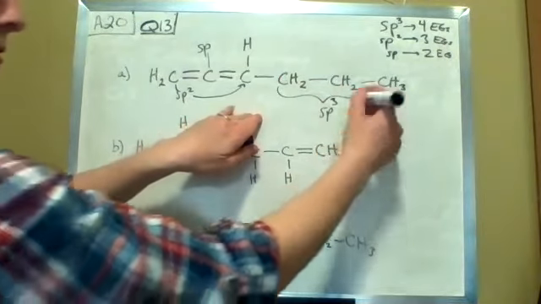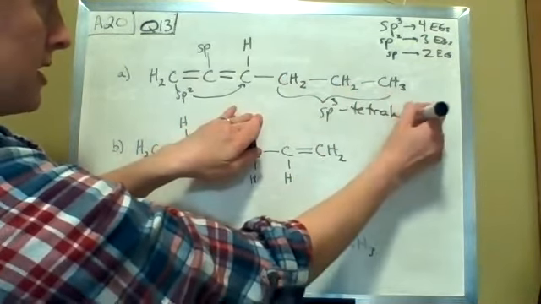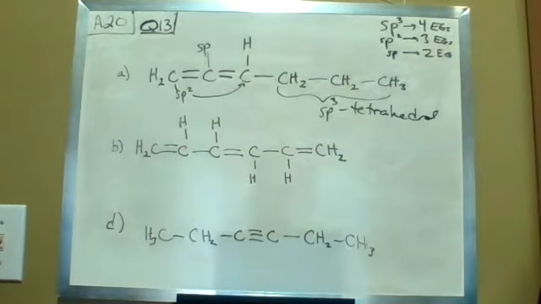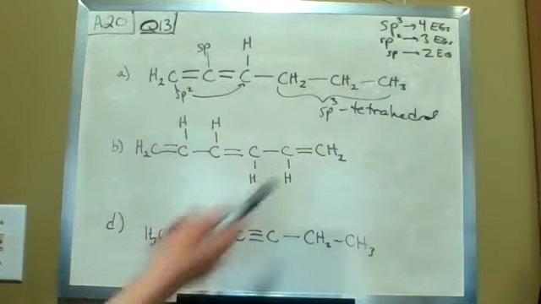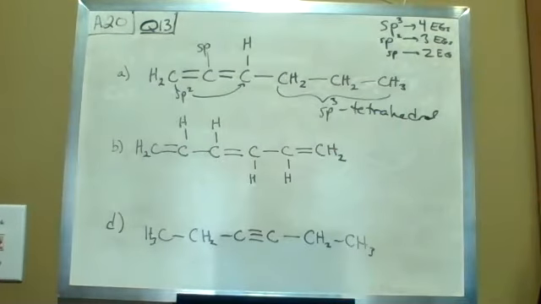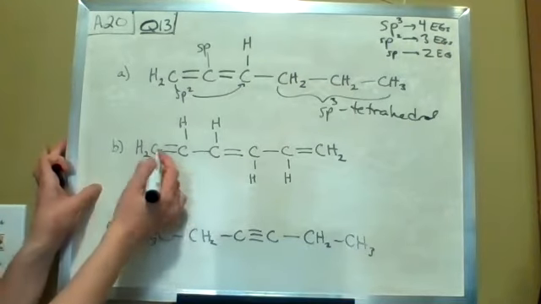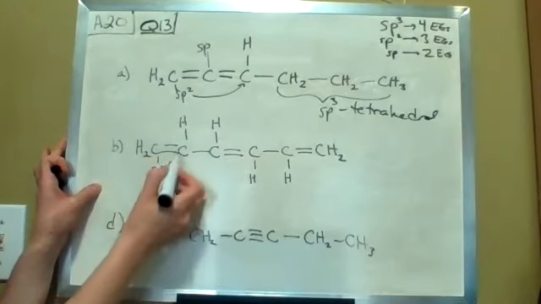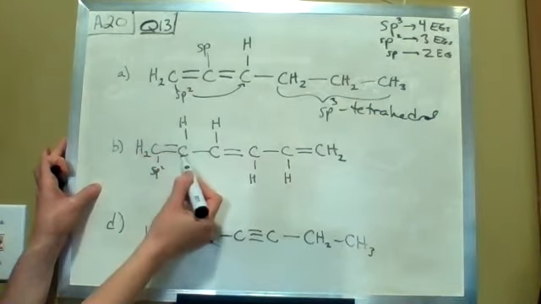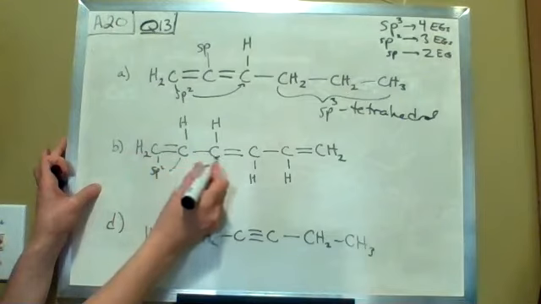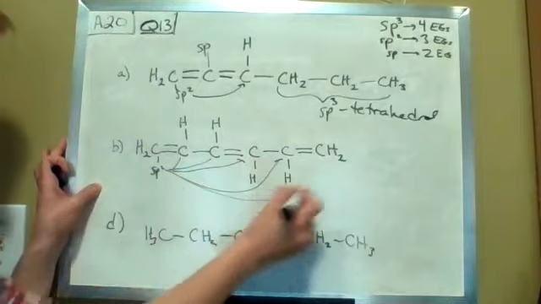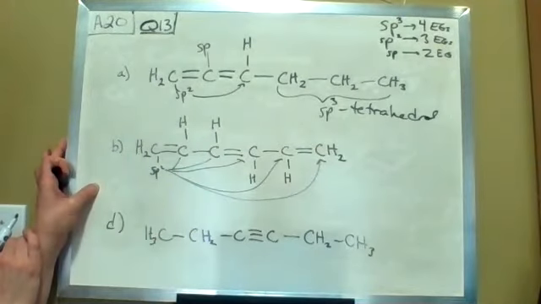Remember your VSEPR, sp3 should be tetrahedral. That's how you get everything to spread apart as far as possible from each other to reduce all those electronic repulsions. You're going to get that geometry. But down here in B, it's going to be really similar. B, just like this one here, identical, will be sp2, 3 electron groups. This guy here too, 3 electron groups, 1, 2, 3. This one, 2. This one, 2. That one, 2. Every single one of them is sp2.